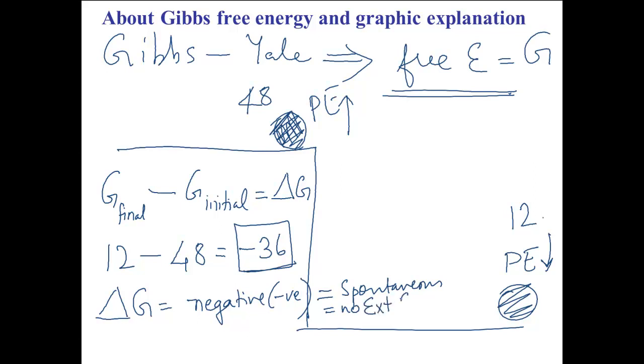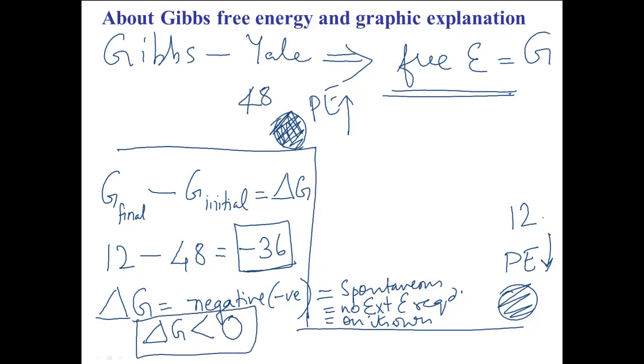No external energy required. It can happen on its own. So if delta G is less than zero, that's another way of representing it. This is the outcome. In order for you to understand whether a particular system is capable of doing work, you need to find out what the delta G is, and whether that work is going to require energy or whether it's going to happen on its own. These two things are understood once you find out the value of delta G.